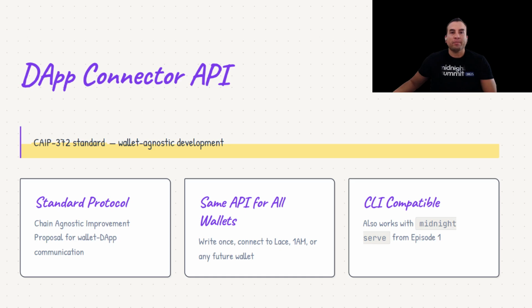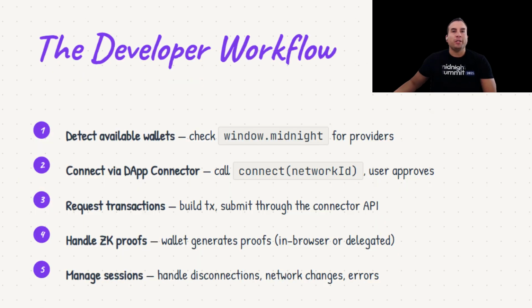And here's where episode 1 connects. Remember Midnight Serve, the CLI wallet, the DApp connector? It implements the exact same API. So your DApp can talk to the CLI during development, and Lace or 1AM in production. Zero code changes. From a developer perspective, here's the life cycle you will implement in every Midnight DApp.